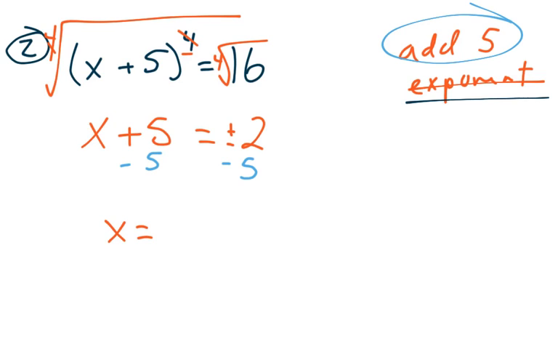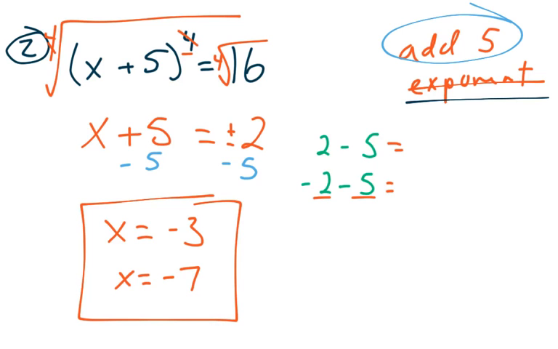Really, we need to think about this in two ways. We need to think about this as 2 minus 5 and negative 2 minus 5. These are nice numbers. This isn't that difficult of an answer. We do have two answers. 2 minus 5 is negative 3, and then negative 2 minus 5. If I owe $2, I borrow 5 more. That means I am down, not 5, sorry, 7. So we have two answers, negative 3 and negative 7.